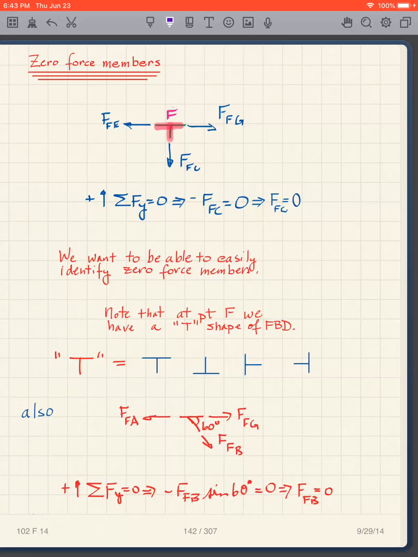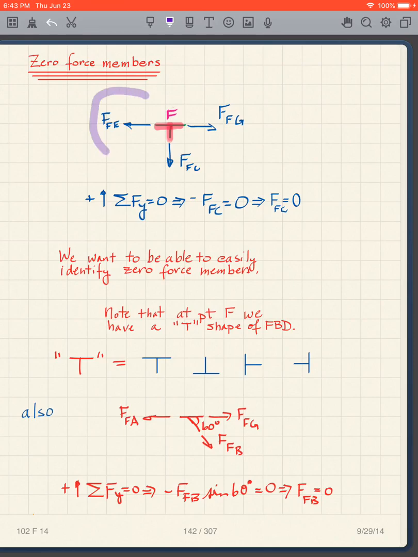Okay, we've talked about it earlier. In a way, we talked about zero force members. So, of course, that means that there are going to be certain members that have no force in them. How can we recognize them quickly, at least some of them or most of them quickly?